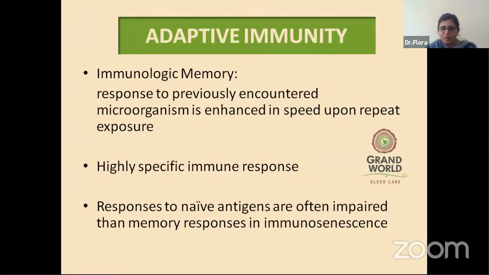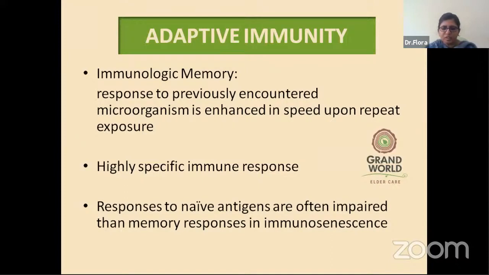For example, it produces an immune response specific to a particular microorganism. For example, when we get exposed to the COVID virus, the adaptive immune system produces antibodies which are customized to fight against the COVID virus. But in the innate immune system, the immune response will be common for all infections, whether it is bacteria or virus. But in the adaptive immune system, it shows a specific immune response.